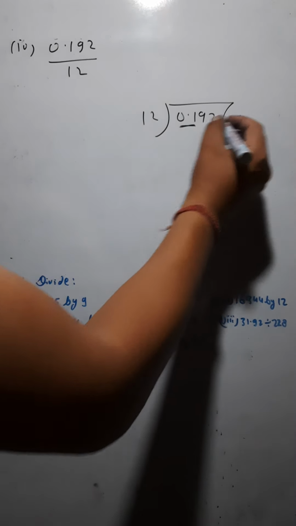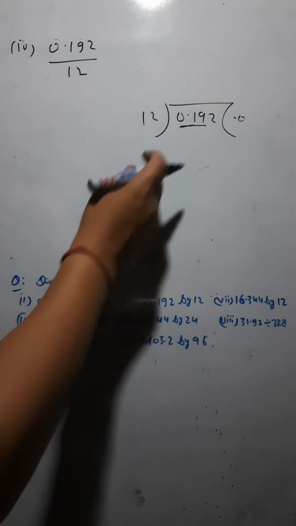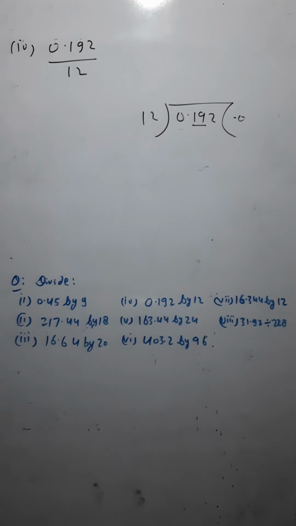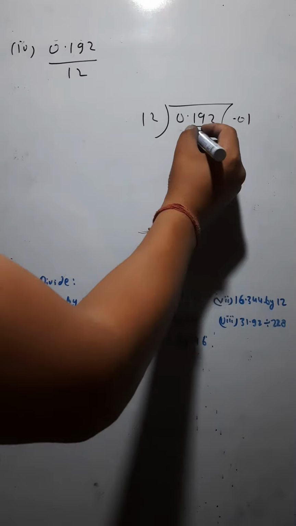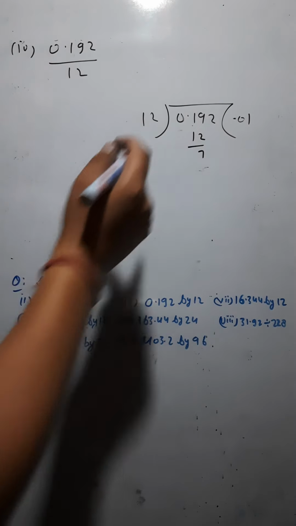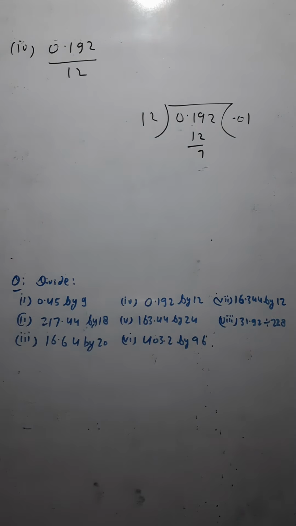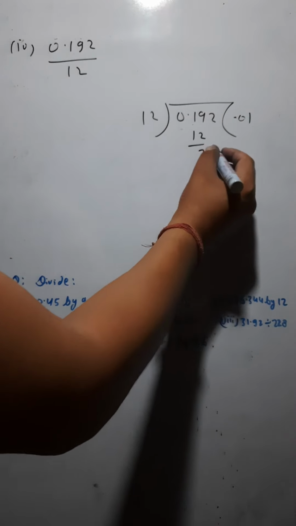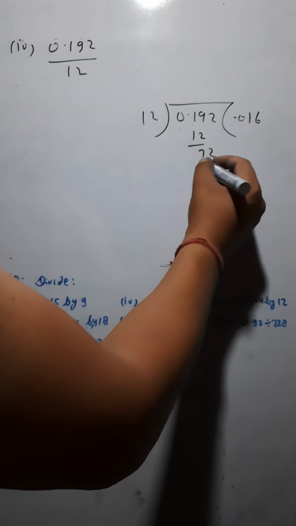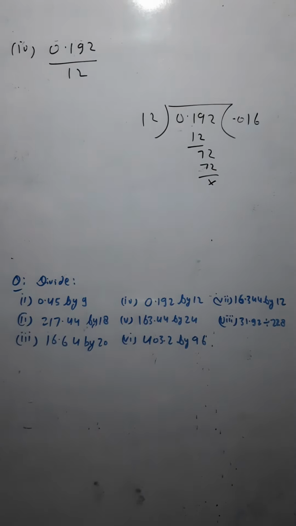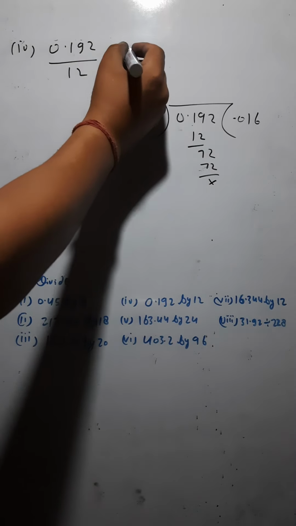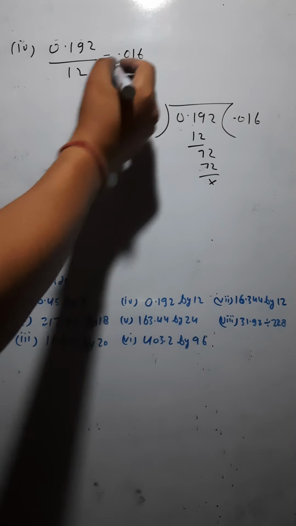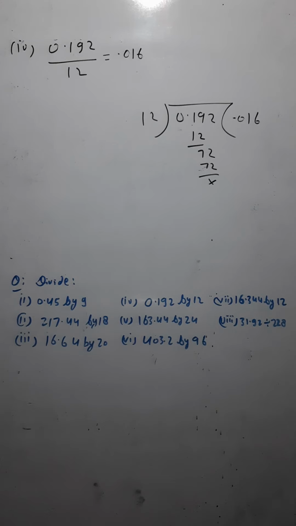Again 1 is also not divisible by 12. Write here 0. Then this 9 would come here. So now you have the digit 19. Now how many times would it go? 12 1s are 12, and 7 is the remainder, isn't it? How much is the remainder? 7 is the remainder. Now this 2 would come here. So 12 6s are 72. The answer is 0.016. This is how you would solve the given question, isn't it?